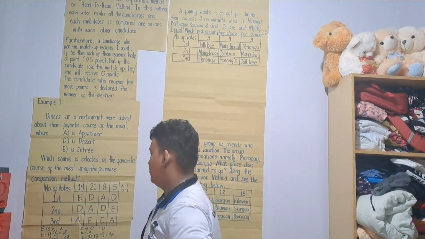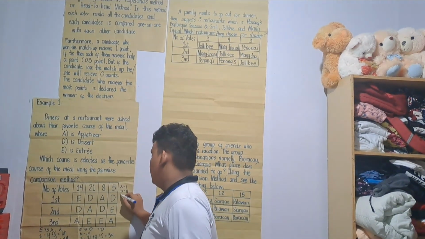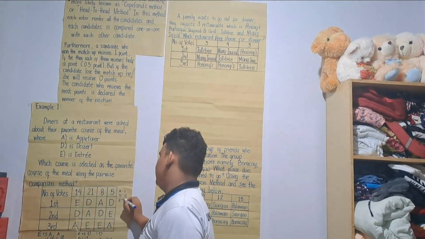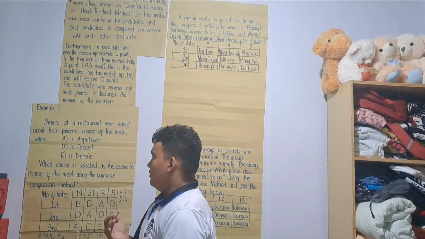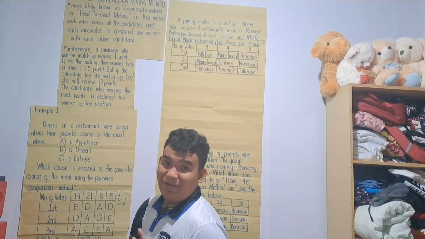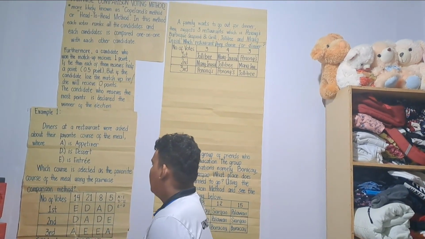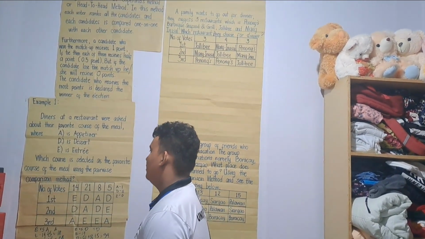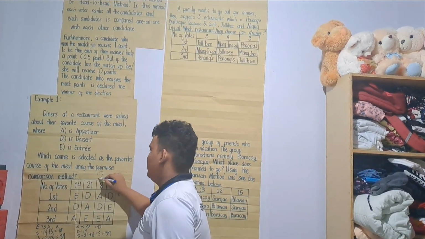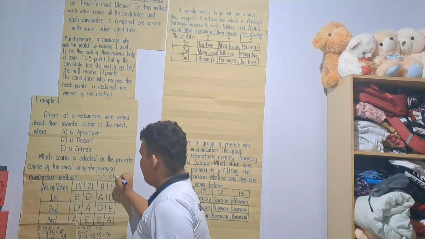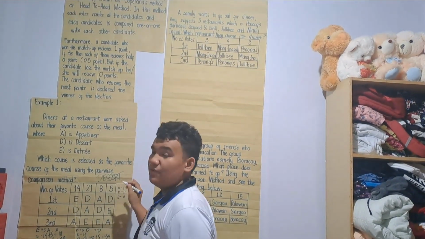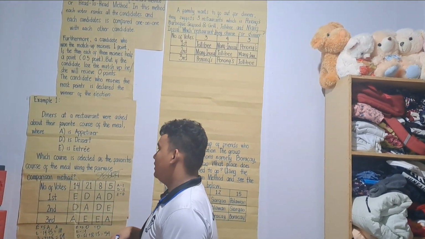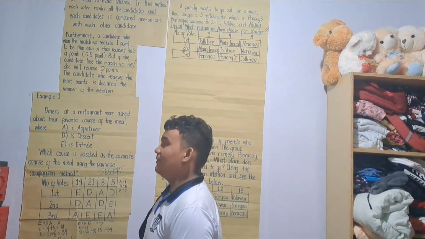D means dessert. So dessert has 2 points already. Appetizer has 1 and E is 0 because entree has lost the matchup twice. So the course selected as the favorite course of the meal is dessert. Dessert is the winner of this election, or of this voting, as the favorite course of the meal.